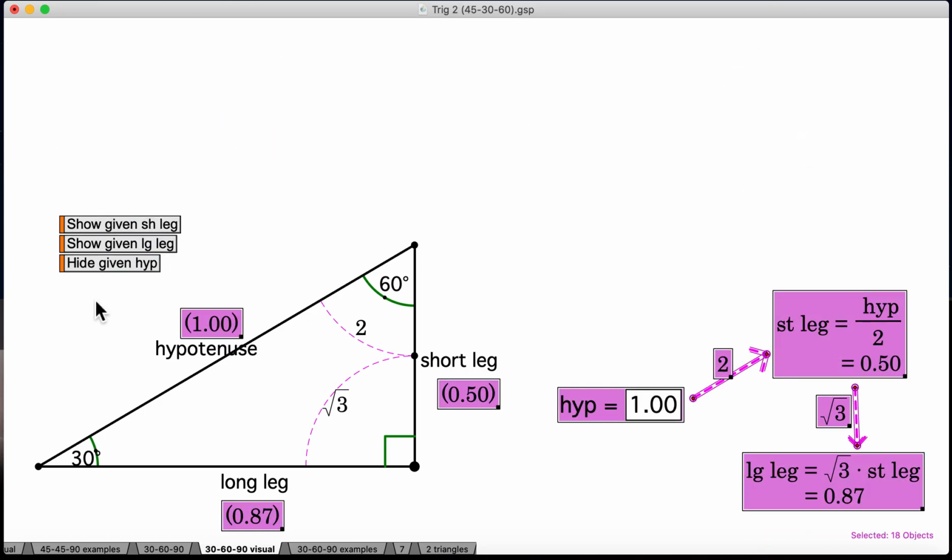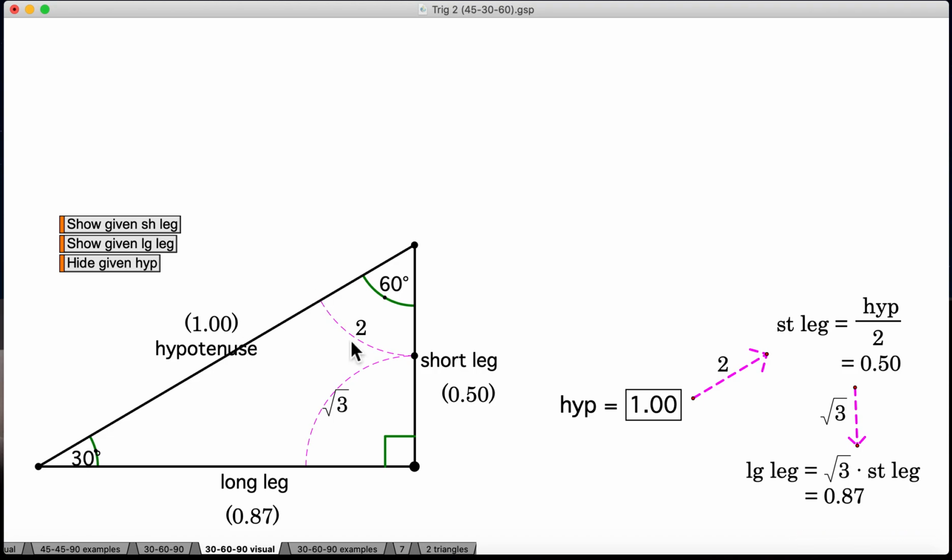If I start with the hypotenuse, I always want to go to the short leg. So if the hypotenuse is 1, to get to the short leg, I divide it by 2 because it's getting shorter. So I get a half or 0.5, and then to go to the long leg from the short leg, multiply it by root 3, and you get 0.87. If the hypotenuse is 10, then going to the short leg, I divide by 2, I get 5. Multiplying by root 3 to get to the long leg, it's about 8.66.